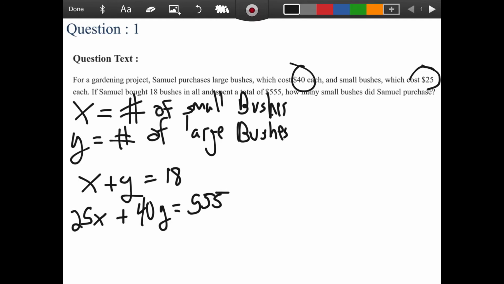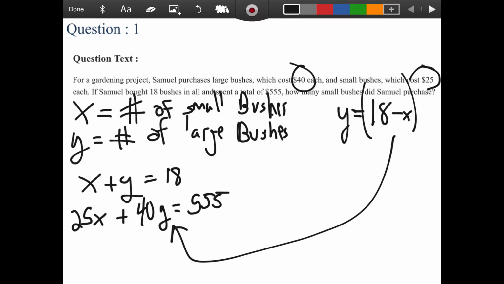I think here, when we have a 1 in front of these numbers and 25 and 40 are fairly large, substitution is going to be key. It doesn't matter which one you solve for. Maybe you want to solve for Y, so we can move the X over, and we get 18 minus X. Now I know what Y is, so I'm going to take this 18 minus X and plug it right in for Y, distribute, solve for X, and you are good to go.